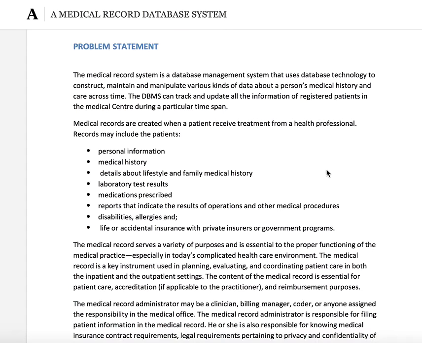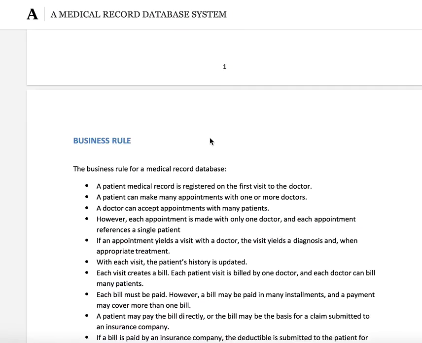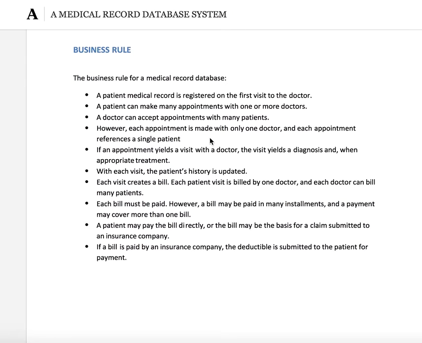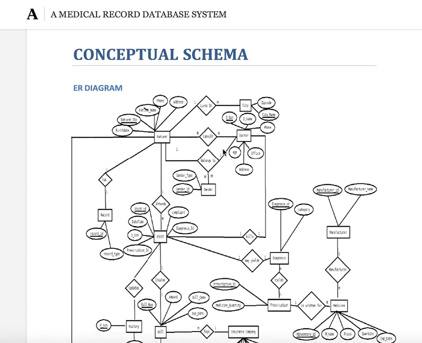Now, of course, we all know that the doctors and patients have to know their information, so this includes the personal information, medical history, and all of that stuff. So, of course, with everything else, they also have the business rule, patient medical record, it's on a first visit to the doctor, and everything else. But the main important part is the coding that has to go on.